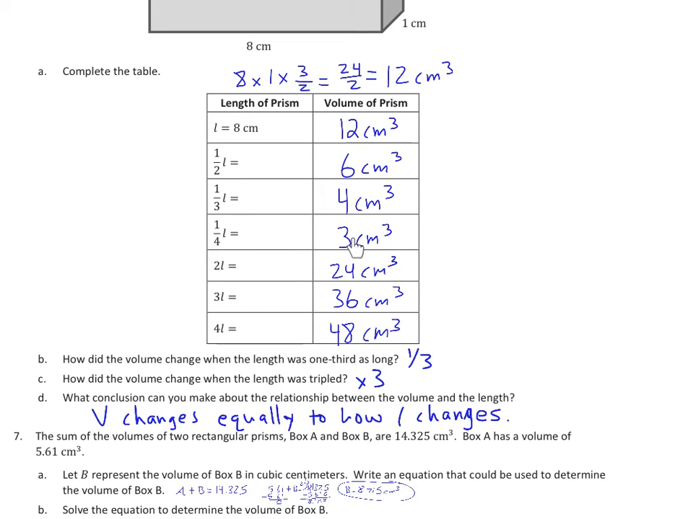A fourth of it will be 3, because that's a fourth of the volume. And then when we double it, the 12 is going to be doubled. When we triple the length, the volume will be tripled. When we quadruple the length, the volume will be quadrupled. And so B, when it was changed by a third, the volume changes by a third. When the length was tripled, the volume was tripled, or times 3. So the conclusion is that the volume changes equally to however the length changes.